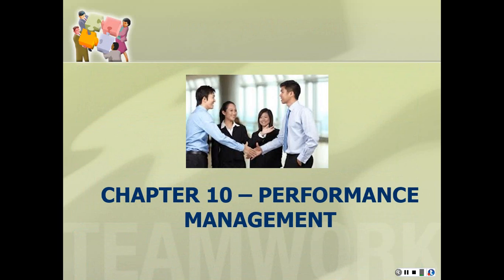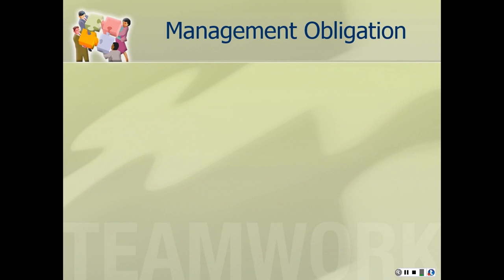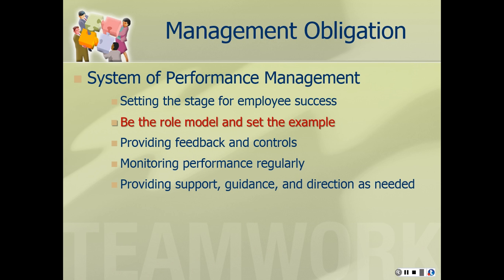Chapter 10 to begin with, performance management. Management has a big obligation. And so in doing so, they have an obligation to let their employees know how they're doing. So you have to have some system of performance management. You want to set the stage for your employees to be successful, because if they're successful, you're successful. But you have to set the role model out. You have to set the example. You are the one that everyone is to follow.